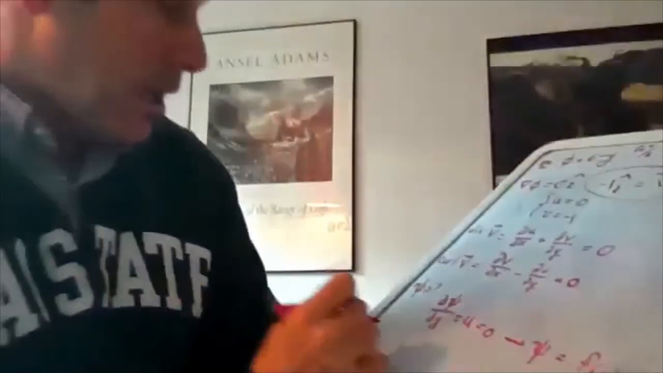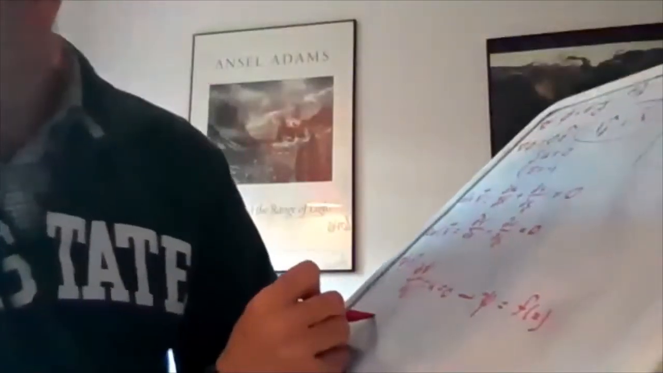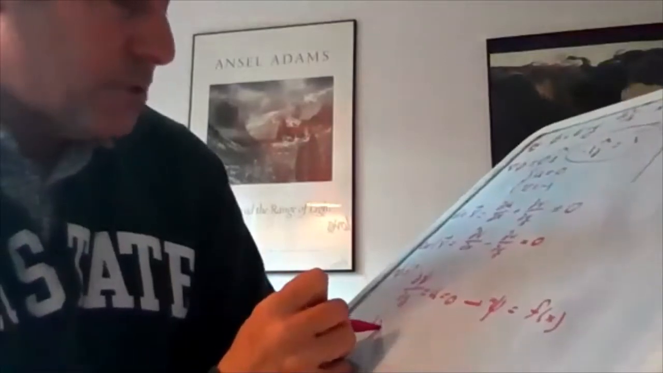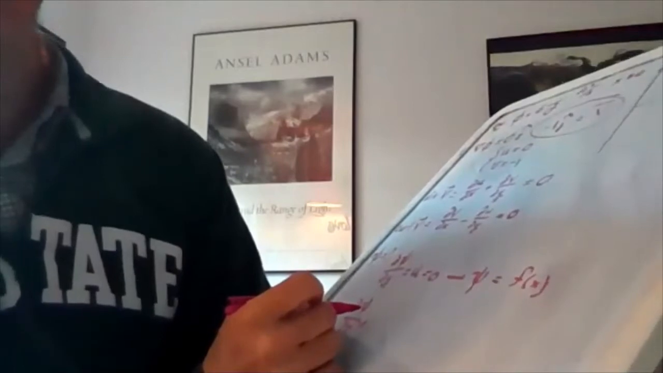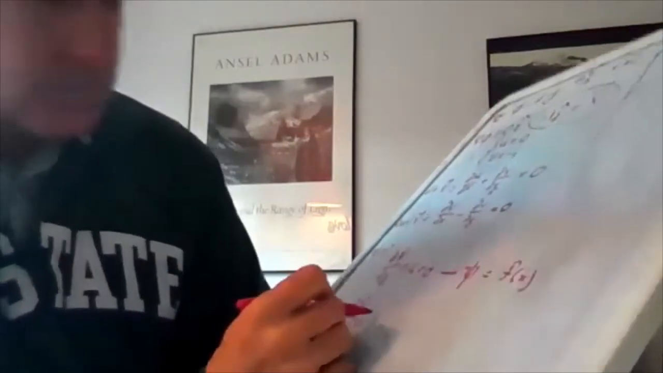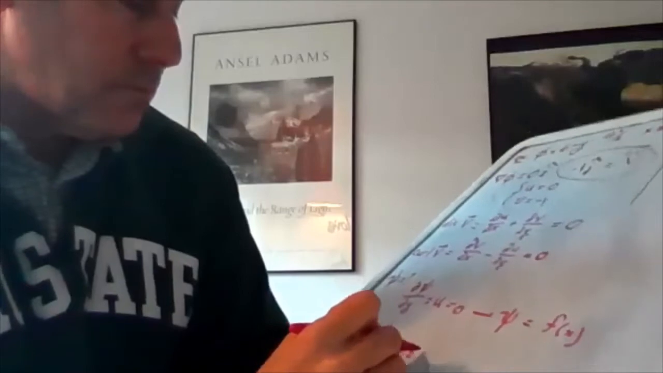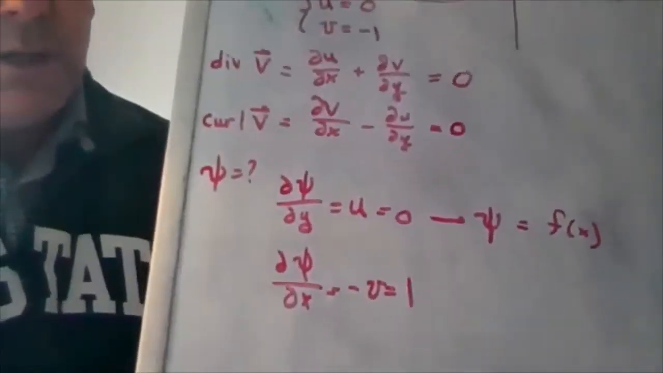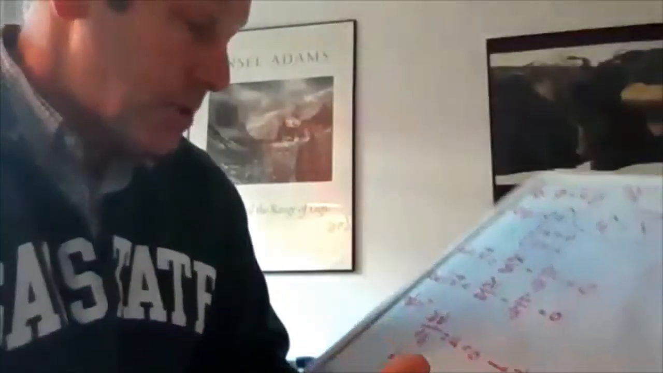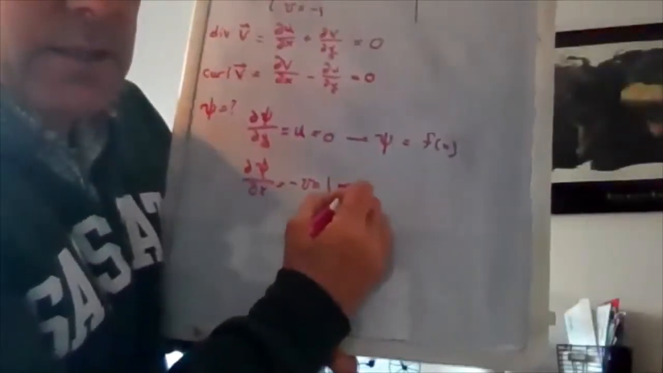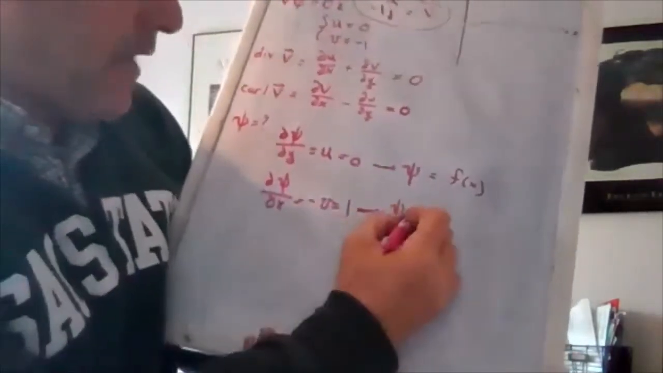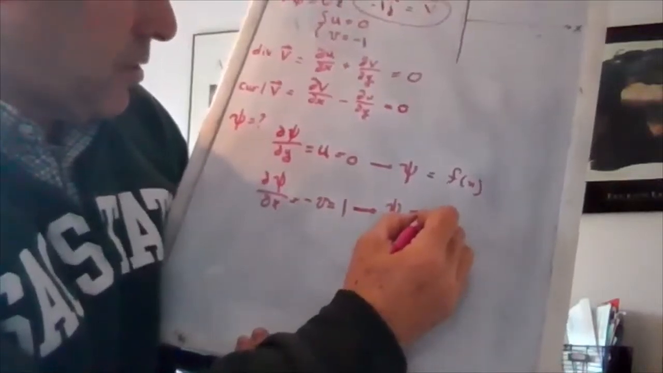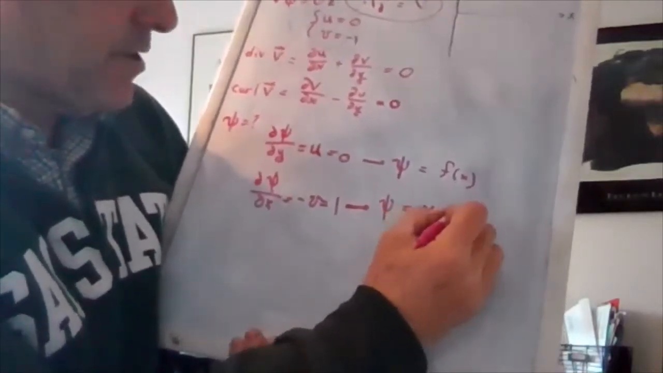All right, good. What's the other thing that we have? We know that the partial of the stream function with respect to x is equal to the opposite of v. Okay, and in this case, v is always equal to -1. So we can go backwards there and get what the stream function is for that, and that is going to be equal to x plus some function of y.